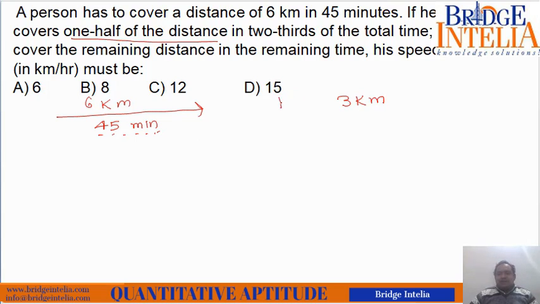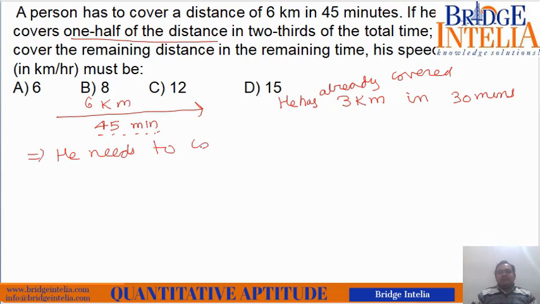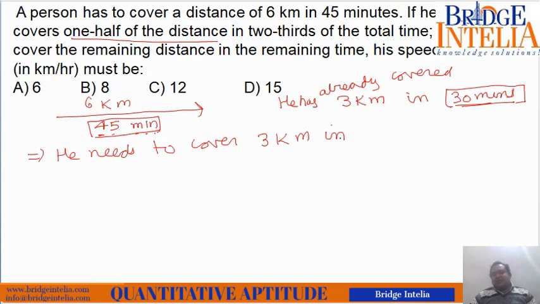So he has already covered 3 kilometers in 30 minutes. So it means he needs to cover another 3 kilometers. So 3 more kilometers are remaining. In how much time? 15 more minutes are left because the total time is 45 minutes and 30 minutes are already used. So he needs to cover 3 kilometers in 15 minutes.